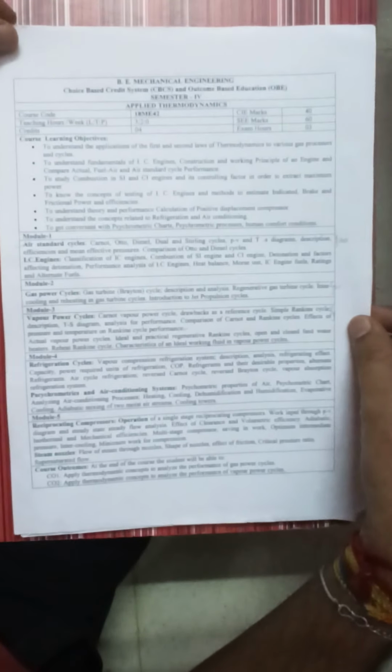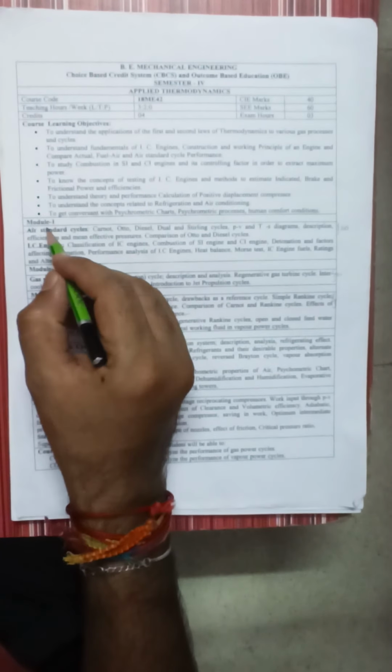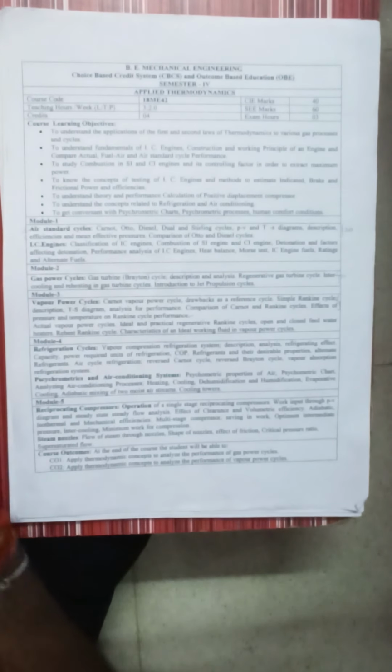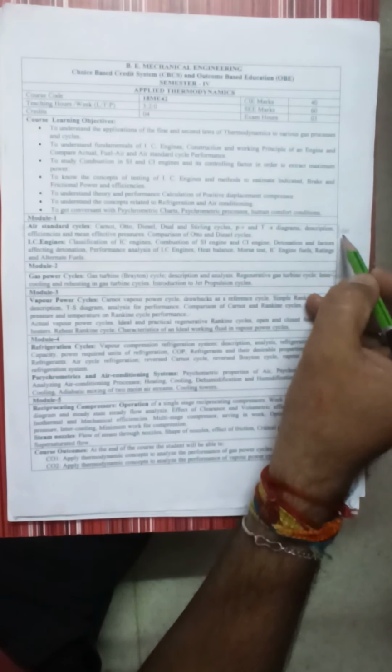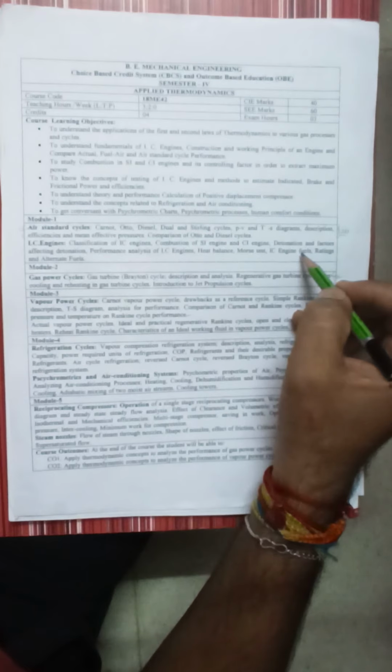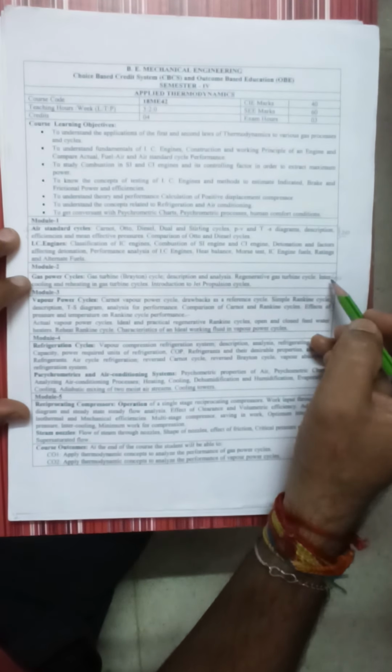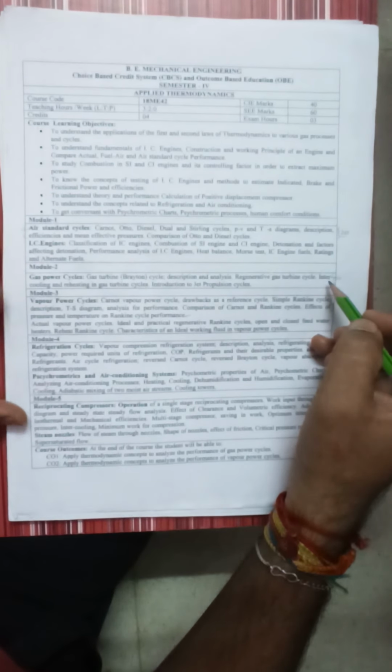In the previous classes in the last month we have finished module number 1. This is the syllabus copy of our curriculum. Module number 1 is standard cycles. This chapter we have completely done in the last classes, that is for 20 marks, and the second chapter of module number 2 we have skipped, so we will do it later. And 100% of module number 3 we will discuss in the classes.